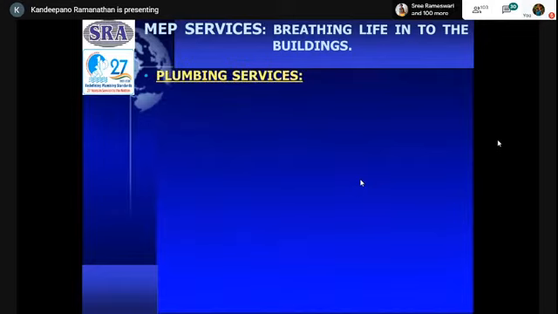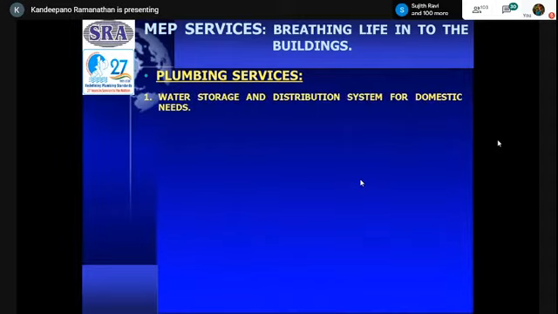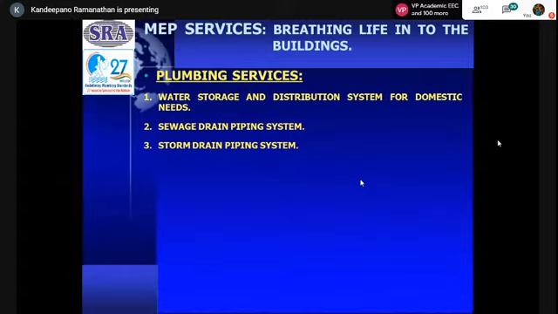Now, of course, the P in MEP, plumbing services. Normally it's called PHE, Public Health Engineering Services. It includes water, starting with water storage and distribution system for domestic needs, sewage drain piping system, there's water in and water out, storm drain piping systems, rainwater harvesting and recycling systems. Nowadays, it's mandatory as per the government norms.